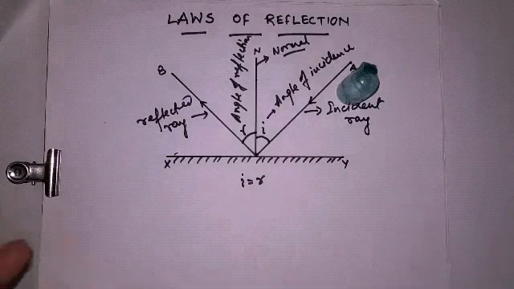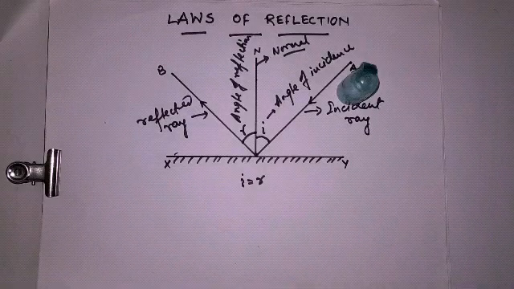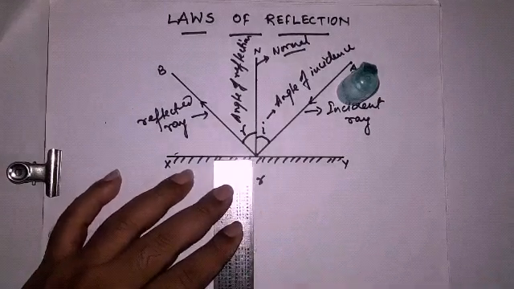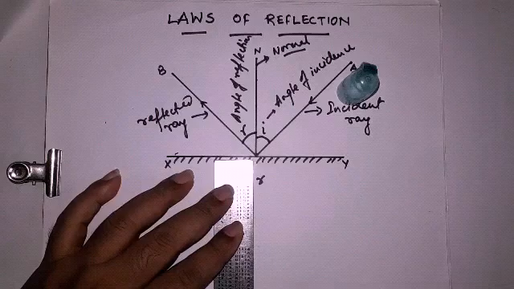We see a lateral image, that means a mirror image. We can see a lateral inversion. We can see a mirror image. How can we see a mirror image? Let me draw and show you.